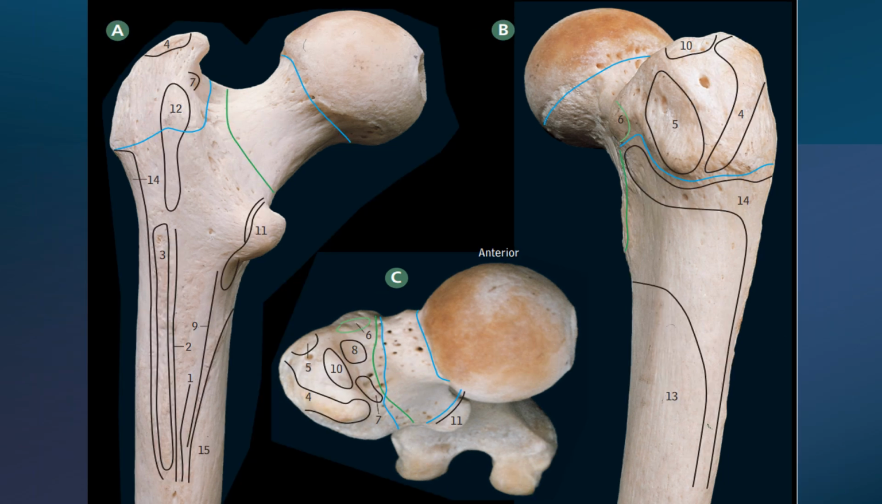When we are going to see the muscle attachments on it, we will find that the adductor brevis is going to attach on number 1. The adductor magnus is going to attach on number 2. The gluteus maximus is going to attach at number 3. Gluteus medius attaches at number 4.